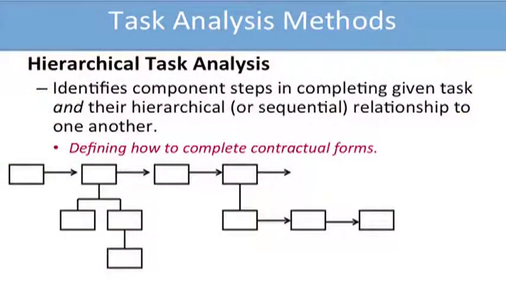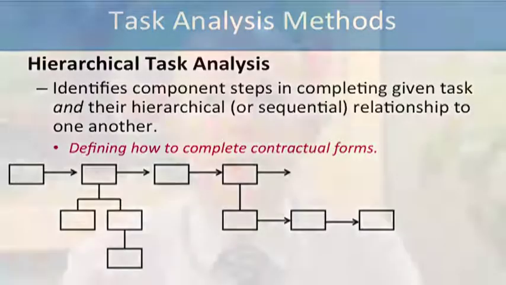We'll talk about 4 different types of task analysis that you'll probably use in a needs assessment. The first type of task analysis is a hierarchical task analysis. It identifies the component steps that are necessary for completing a task, and at the same time, it identifies their hierarchy or sequencing of the relationships between the tasks that must be done. A type of task that you would commonly do a hierarchical task analysis for would be things such as how to complete a contractual form, where there's a series of steps and one must be done before another one can be done.